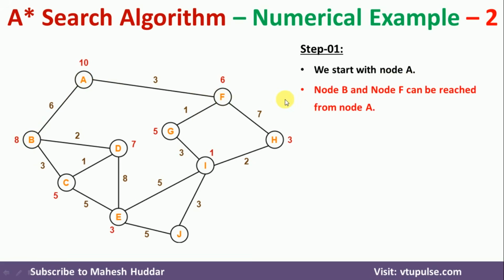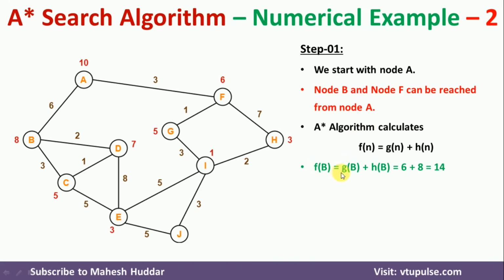In the A-star search algorithm, we try to find the value of the function of node n using this equation: f of n is equal to g of n plus h of n, where g of n is the cost to reach the nth node from the source node, and h of n is the heuristic value of that particular node. In this case, we can reach B and F from A, so we will calculate f of B and f of F.